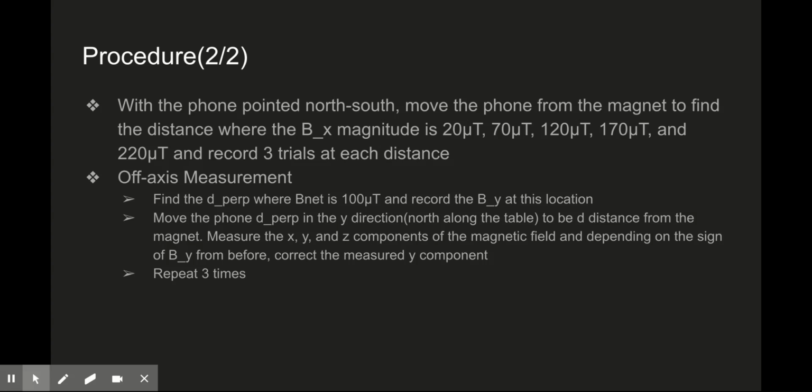And then take an off-axis measurement where you take the distance where 100 microtesla is measured and then move that distance in the y direction, where the net magnetic field is 100 microtesla, and then record the x, y, and z components.